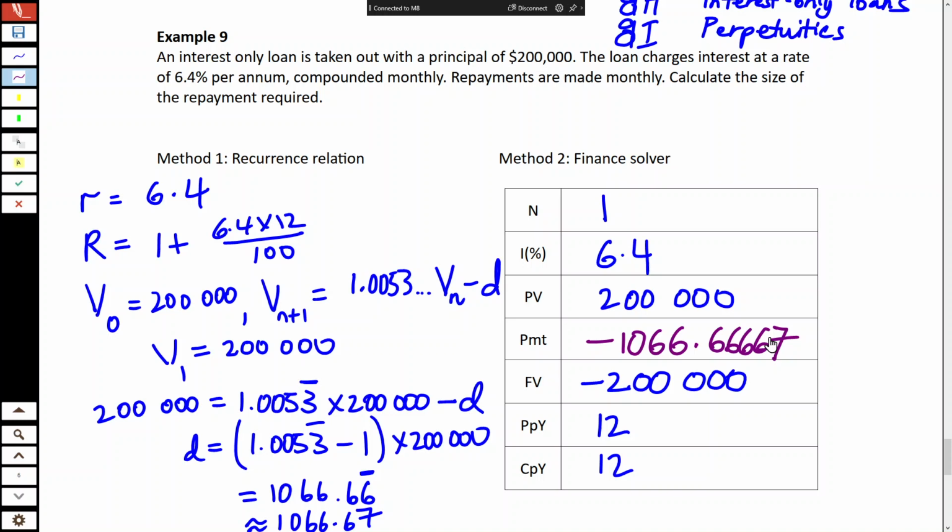Which one do you find easier, recurrence relation or finance solver? The finance solver makes life very easy as long as you know what to do with the signs. If you get the signs wrong, the finance solver will spit out garbage for you. So the finance solver can't think for you. You need to put in the right information.